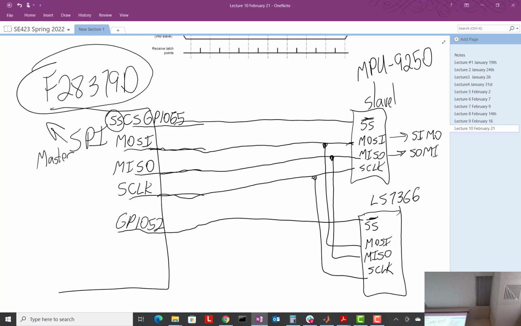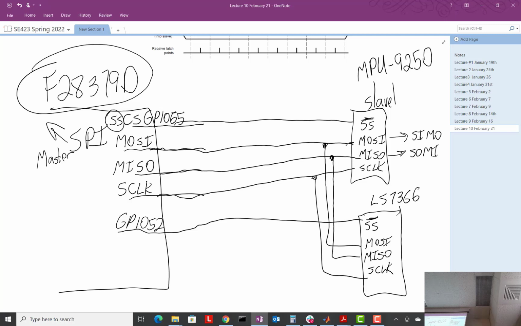Same with this chip. Whenever I want to talk to this chip, now, I can't have both of these low at the same time, can I? If I have 65 low and 52 low at the same time, they're both going to be accepting the data coming across these pins. Well, these are different chips, so more than likely, almost positively, they need different data, don't they? Right? So you can only have one of these on at a time. So you got to make sure when 52 is low, 65 is high. Okay? Only selecting one chip at a time.